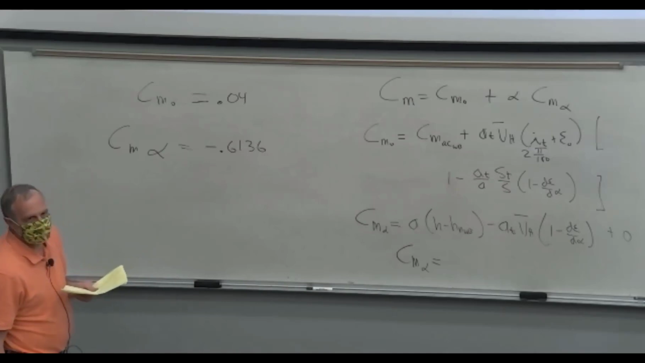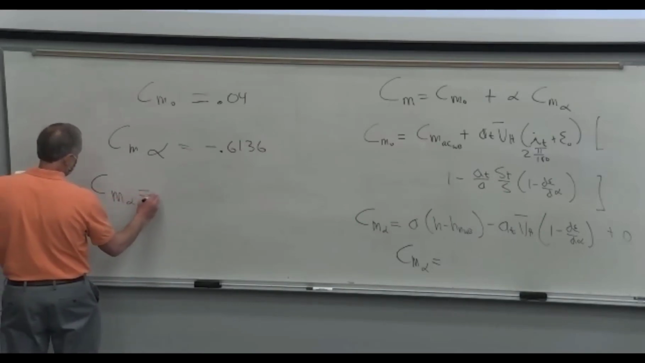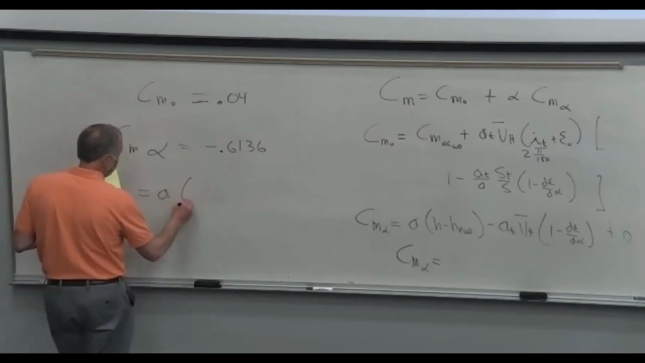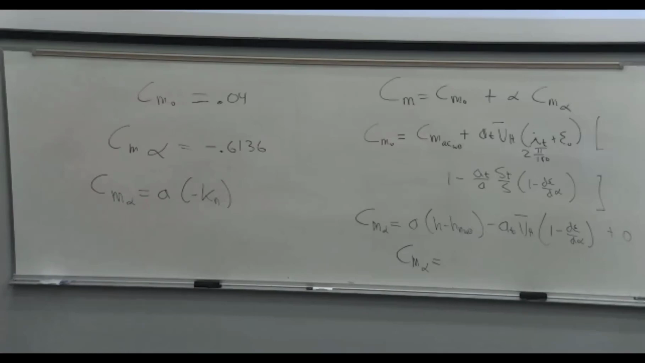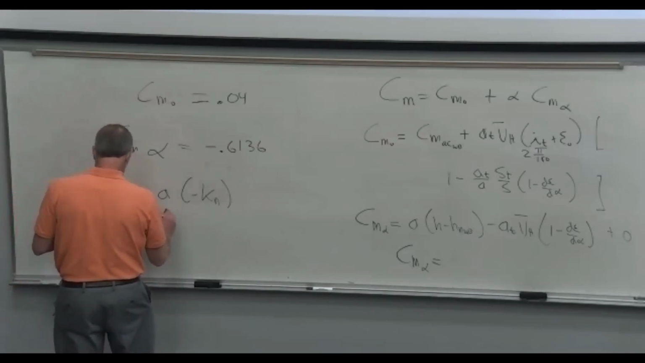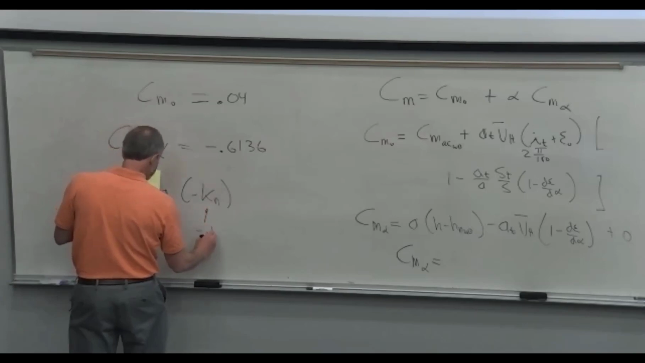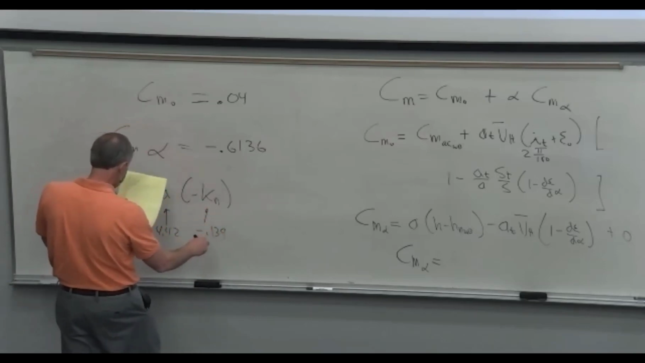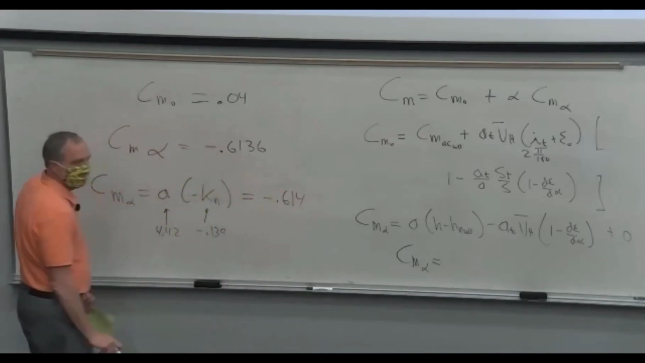And in fact, there's another way we can check Cm alpha, isn't there? Because we already calculated the neutral point. And Kn, remember, this is just the negative of Kn, that h minus hn. And so we plug in 4.42 that we got for that, and we plug in minus 0.139. Kn was 0.139. We get minus 0.614.